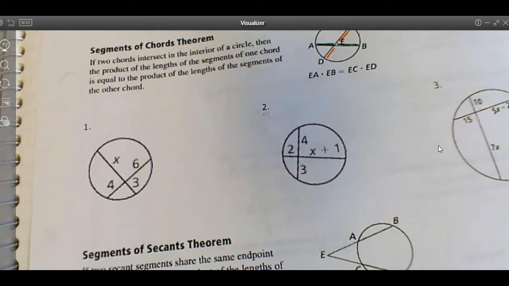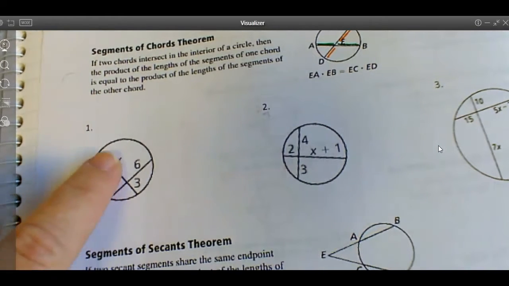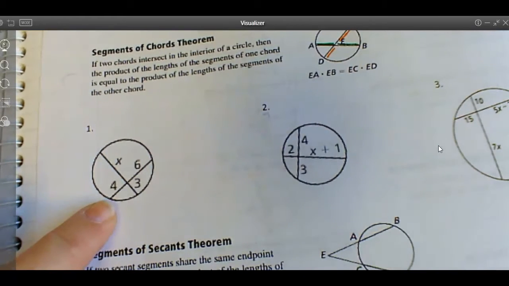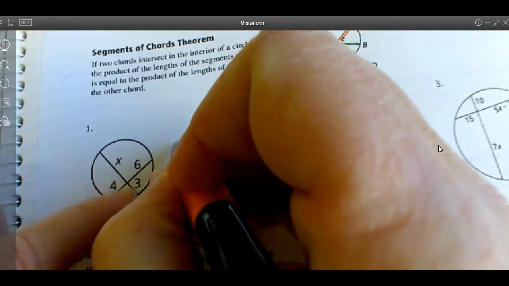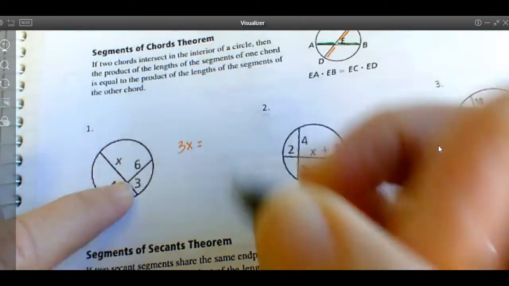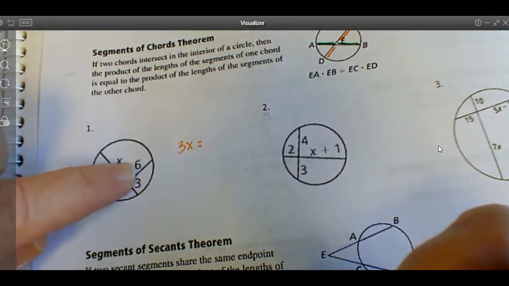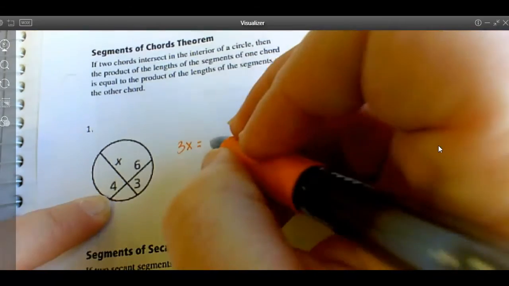So here's how that works in a problem. So we've got this chord and this chord. So you take one chord and multiply it, so 3x. Then you take another chord, 4 times 6.